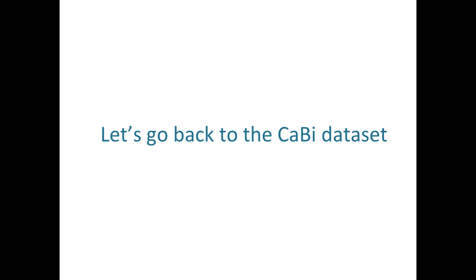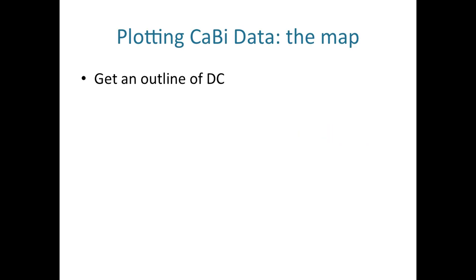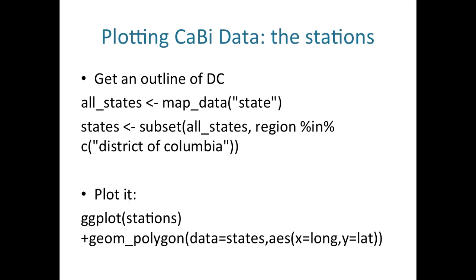And let's go again to the CABI dataset. What types of representations can we do with the CABI dataset? The first thing that we want to do is get an outline of this scene. We'll see throughout this course that there are a lot of data sets that already exist in R, and that we can make use of. And one of those data sets is basically maps of the different states.